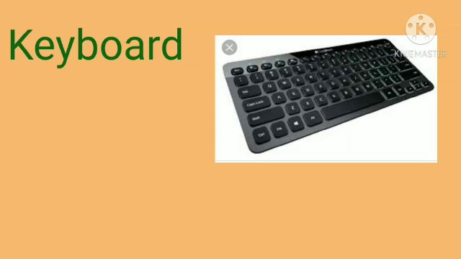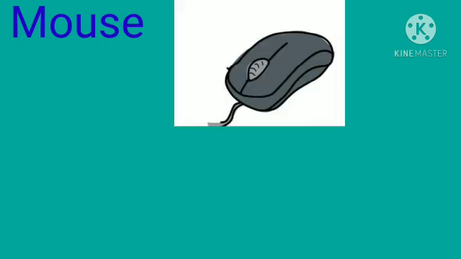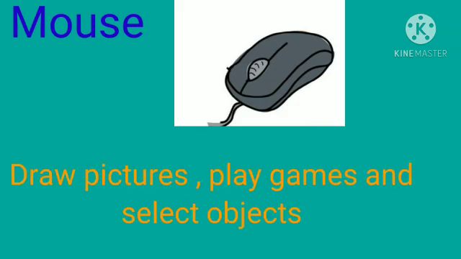The keyboard is probably the most used input device. A keyboard has many buttons which are called keys. A standard keyboard has 104 keys. Next input device is the mouse. It is also called a pointing device. The mouse is the most popular pointing device. It is used to draw pictures, play games, and select objects on the computer. But it cannot be used to enter text into the computer.